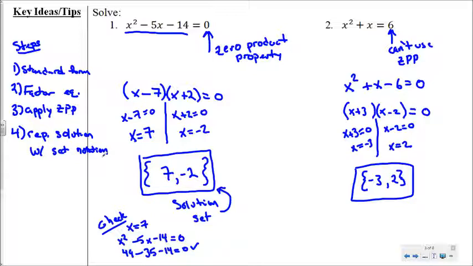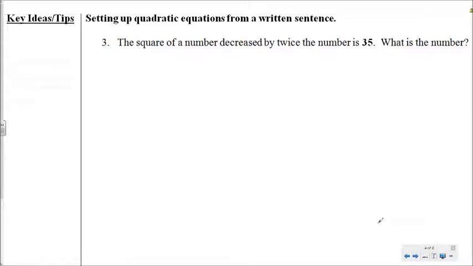So sometimes, however, you won't be given the equation and you'll have to make the equation yourself. In situations like this, we can use what we know about how math terms are spoken aloud to go from a written sentence into an equation that we can solve. Okay? So I'm going to read through this equation. It says the square of a number decreased by twice the number is 35.